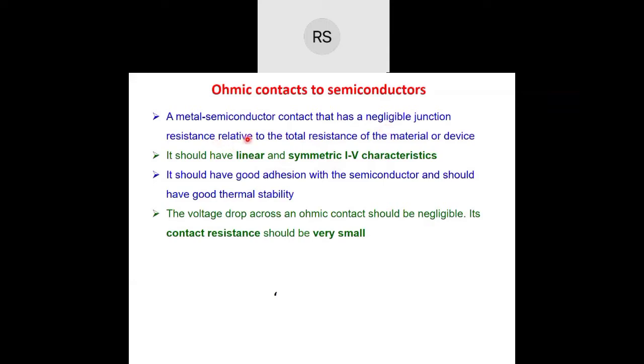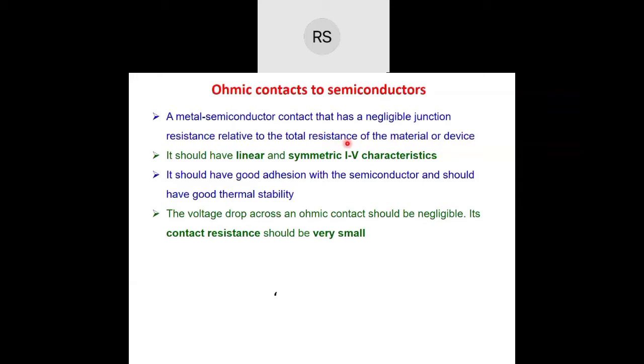Relative to the total resistance. So in this way, it will not disturb the action of the active device. Active device means PN junction or transistor. It will not disturb the behavior of the active device. I want to see the behavior of the PN junction.